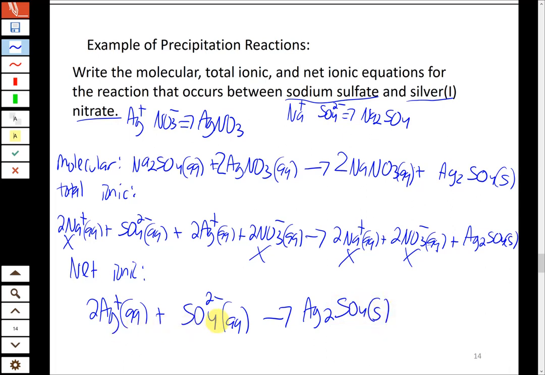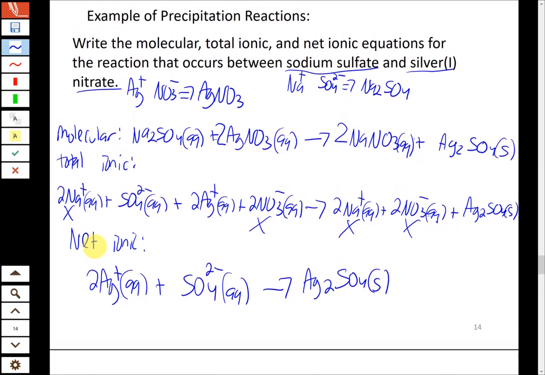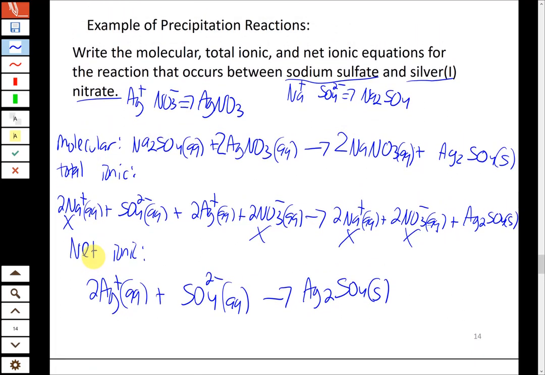Okay, so our net ionic equation for precipitation reactions is just whatever ions combine to form the insoluble product. All right, so I think that takes us to the end of precipitation reactions. So any questions on that before I move on?